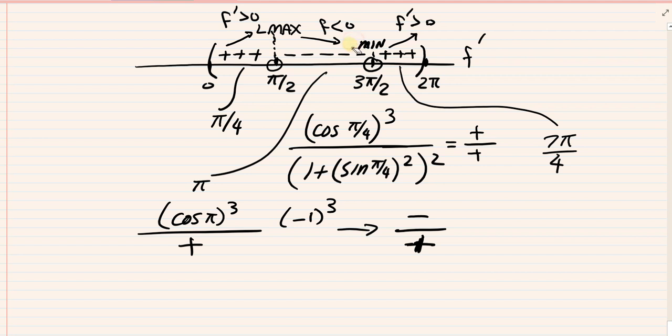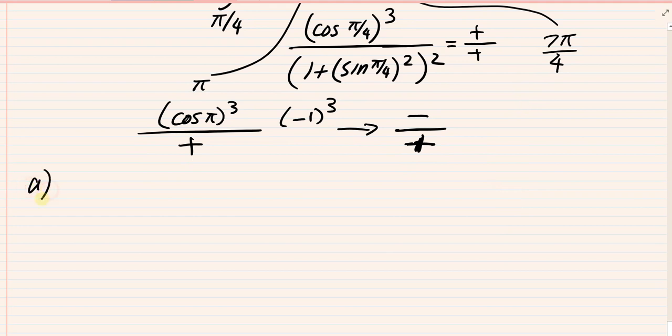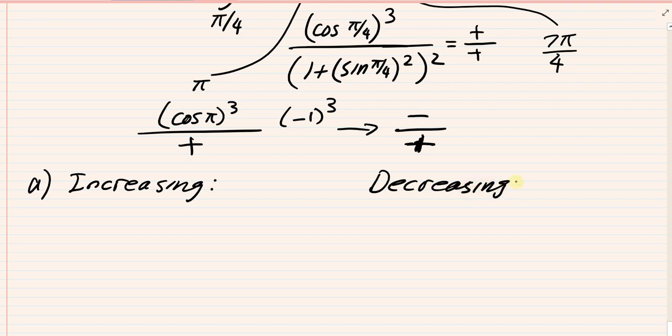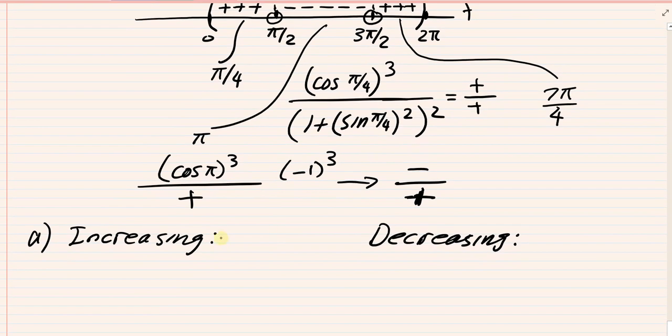And we are good. Now we can actually answer the question for part A, increasing, decreasing. Let's look at the interval over which it is increasing and decreasing. So for increasing, it's going to be 0 to pi over 2 and 3 pi over 2 to 2 pi. And it will be decreasing from pi over 2 to 3 pi over 2.